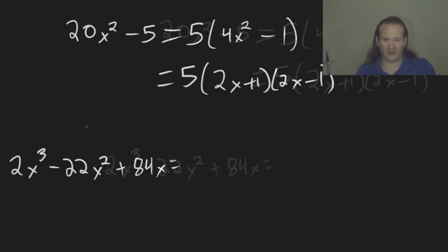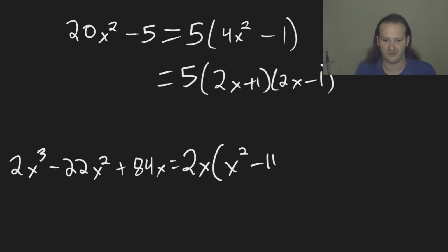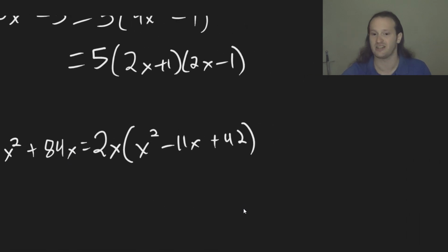84 is pretty big. They all have an x in them. Let's take out that x. And they're all even, so we can at least take out the 2. So 2x on the outside. We're left with x squared minus 11x plus 42. Now we try to find factor pairs of 42 that add up to negative 11. So 6 and 7 are a factor pair of 42, but 6 and 7 add up to 13, not 11. But 3 and 14, that works.